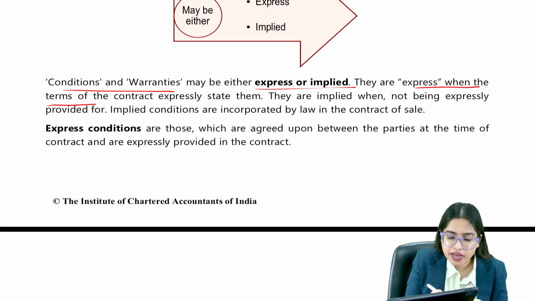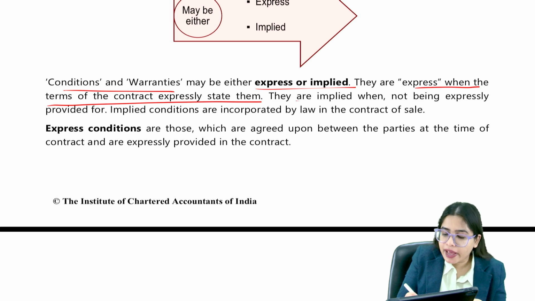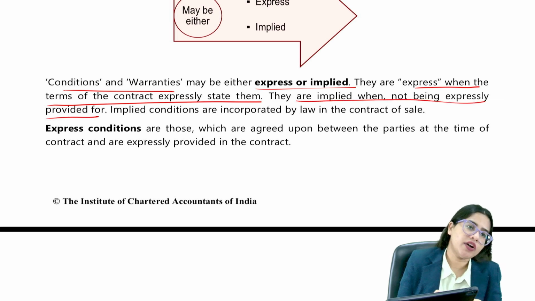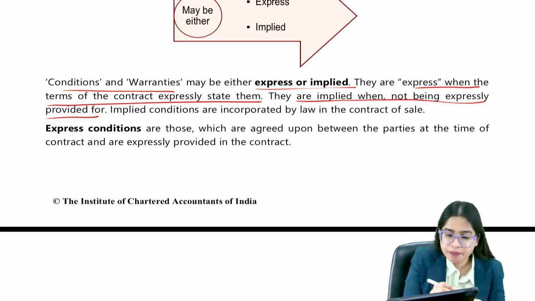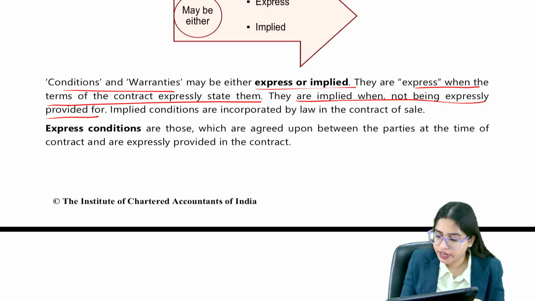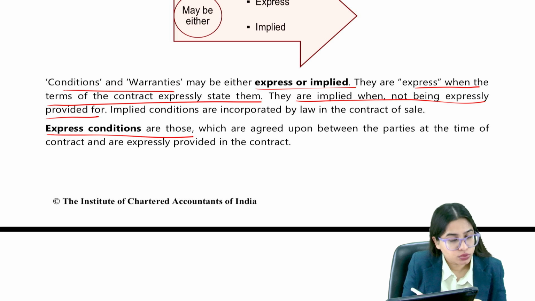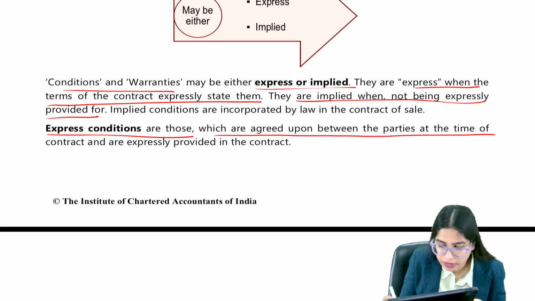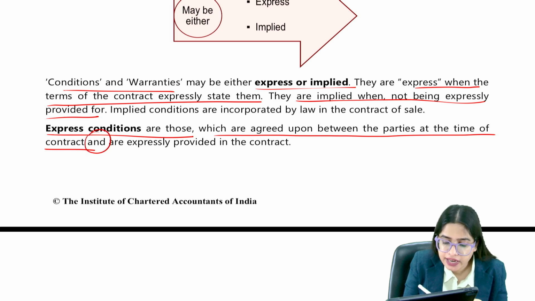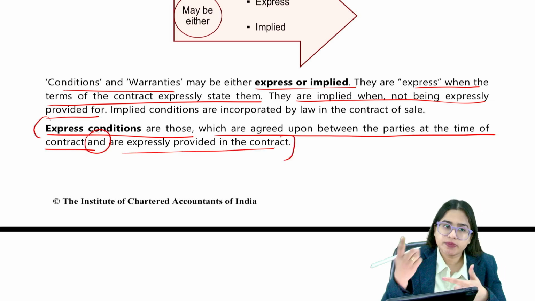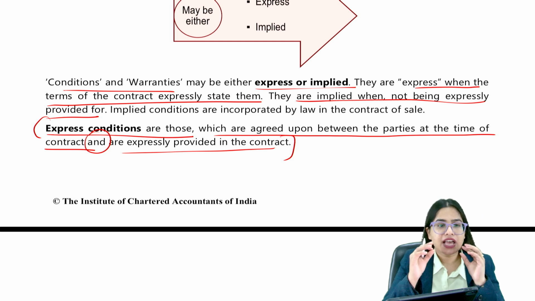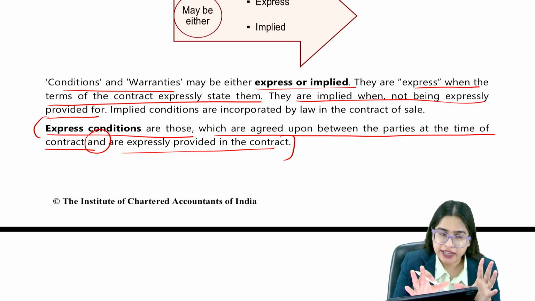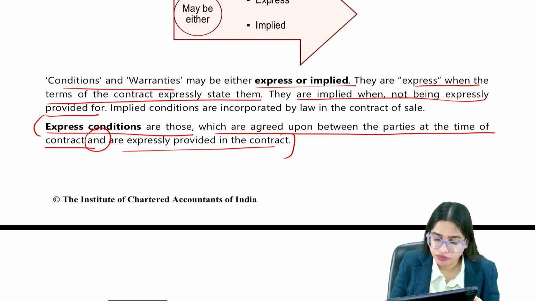Express means when they are given in the contract, implied means when they are not given in the contract. Express conditions are those which are agreed upon by the parties at the time of contract and are expressly provided in the contract. The name itself suggests that parties have expressly decided it in the contract by using words.